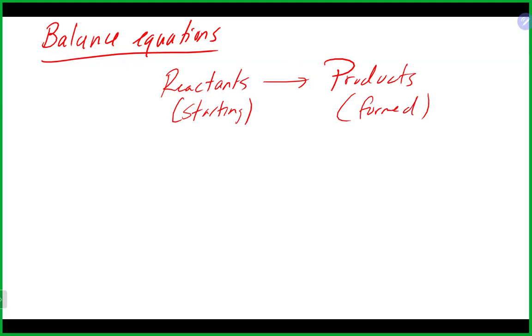Remember that in a chemical reaction, really the only thing that we're doing is breaking bonds and making bonds. So we're going to break all the bonds on the reactant side, and then all the elements are going to reassemble on the product side into new compounds and new molecules.